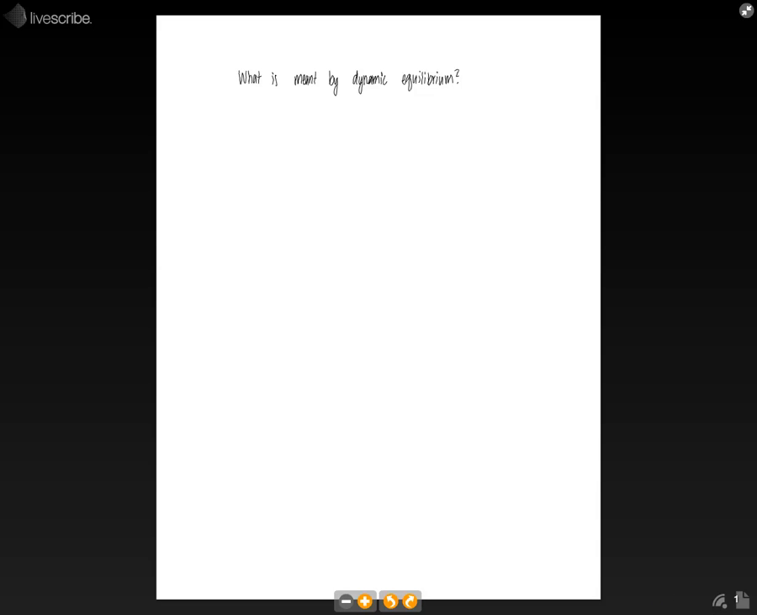This lesson is going to talk about what is meant by the phrase dynamic equilibrium. So generally when we write out a chemical equation, we'll write something like A plus B yields C plus D.